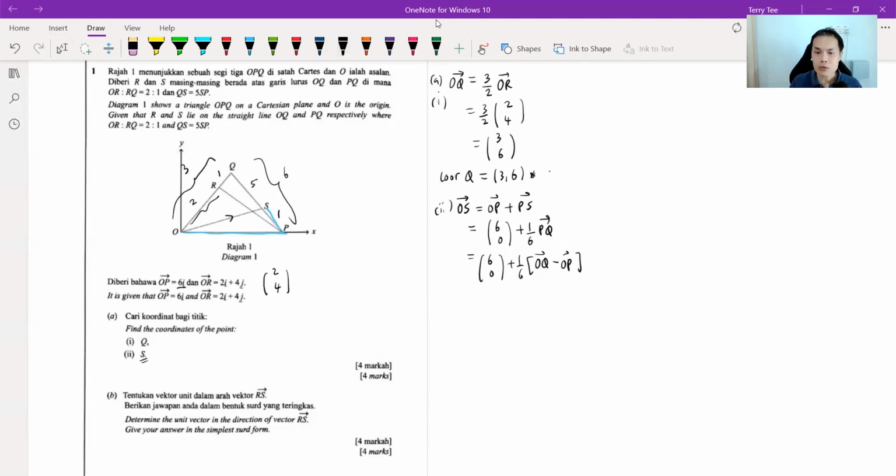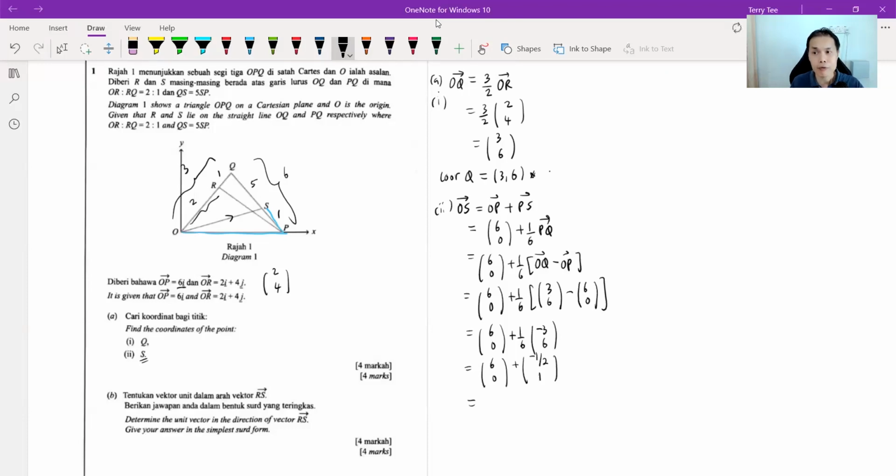All right. So let us put your OQ inside, since we already know vector OQ from the earlier part, 3, 6, and we know vector OP is 6, 0. So we put them together. This is 6, 0 plus 1 over 6. 3 minus 6 is negative 3. 6 minus 0 is 6. Multiply inside, 6, 0. This is going to give us negative 1 over 2. 3 over 6 is 1 over 2. 6 divided by 6 is 1. So 6 minus half, you can write 5.5.